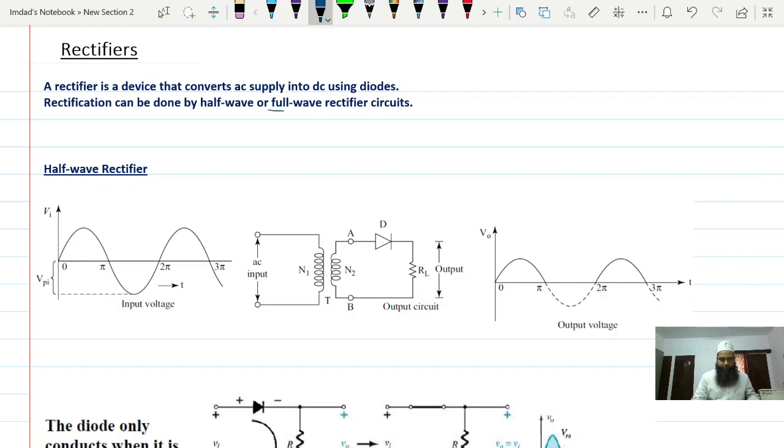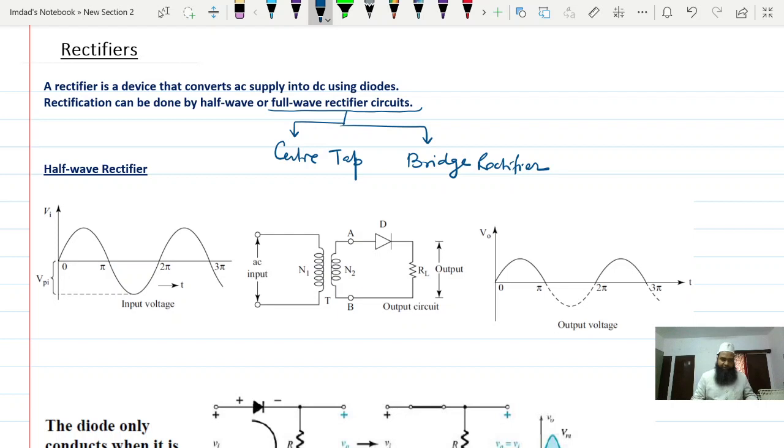This full-wave rectifier circuit can further be classified as center tap or bridge rectifier. We will see one by one. First, we are going to discuss the half-wave rectifier.